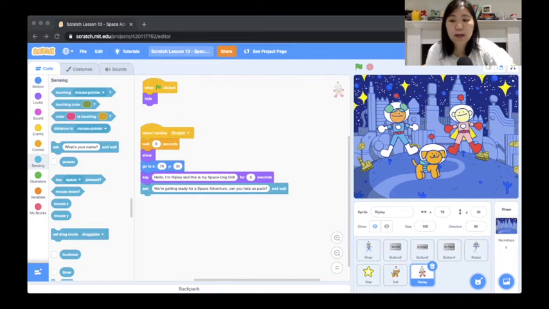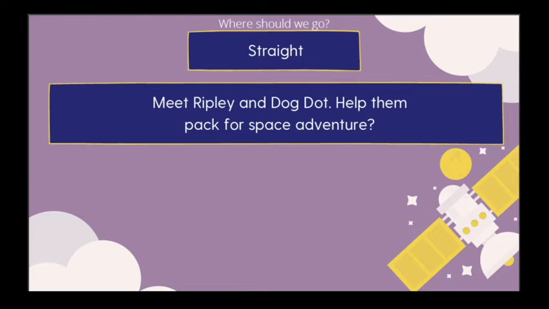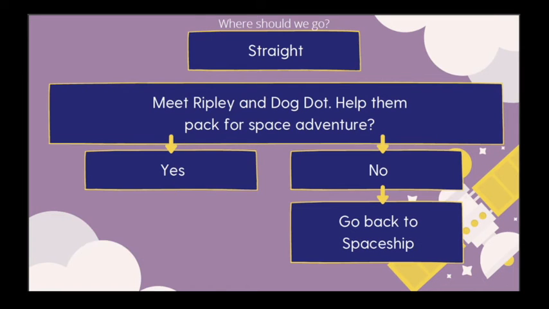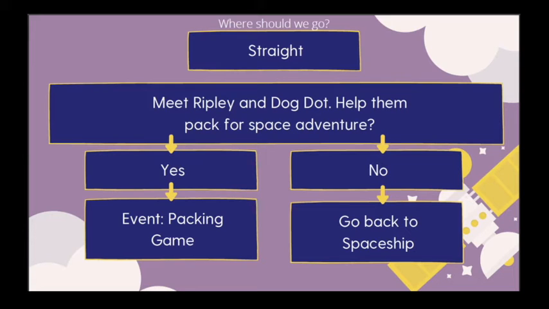So if we look at our state machine, we have the option of saying either yes or no, or something other than no as well. And if we say no, then we're going to go back to the spaceship. And if we say yes, then we're going to start an event called packing game. So let's code for all of that.